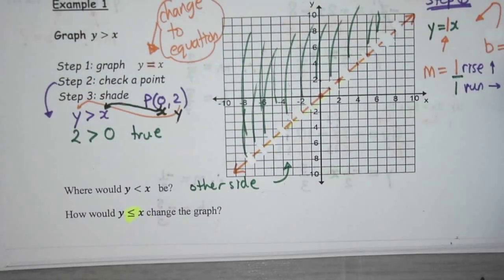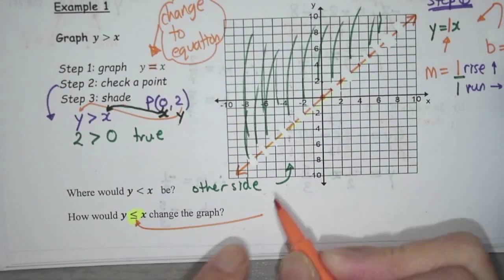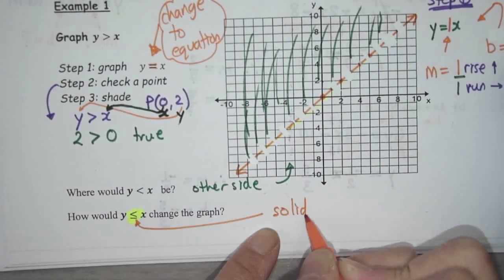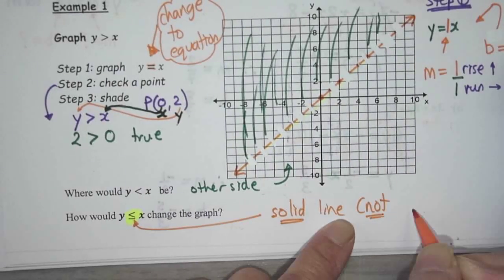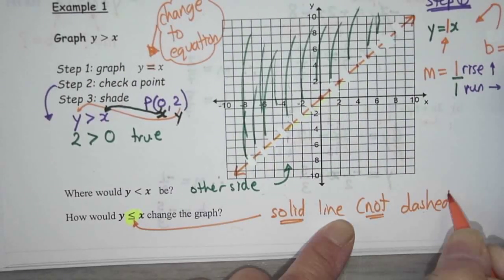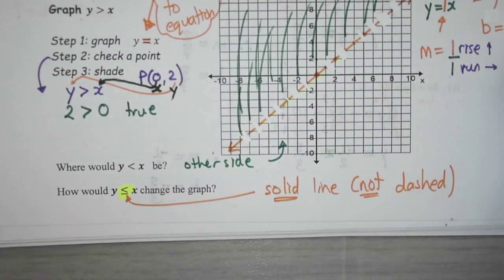How would this change if I had this? This would be a solid line, not dashed. So if I put equals to, you do the same thing, but do a solid line.